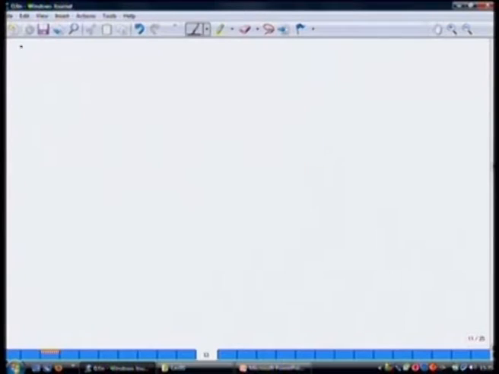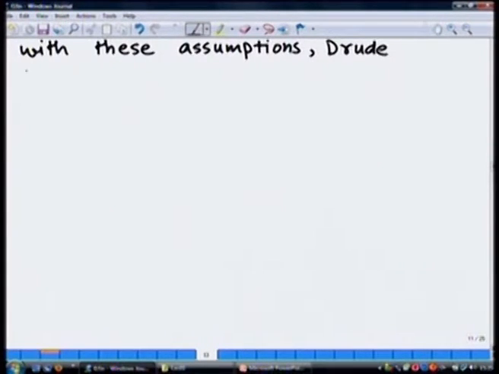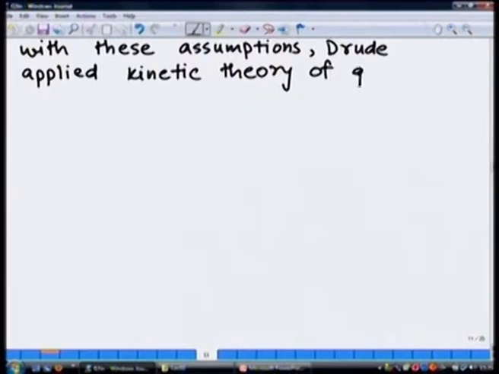Therefore, these are the basic things he assumed, and with these assumptions, Drude applied kinetic theory of gases to electrons in a metal.